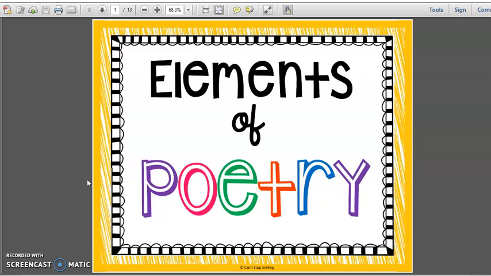This week we're learning about a new kind of writing called poetry, or writing poems. For a writing to be called a poem, it should have special elements and it should look different. Today we're going to discuss the elements of poetry, how a writing piece should look to be called a poem.